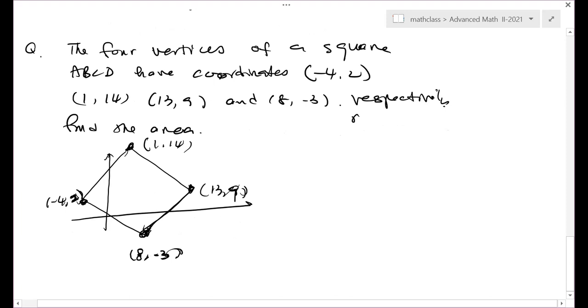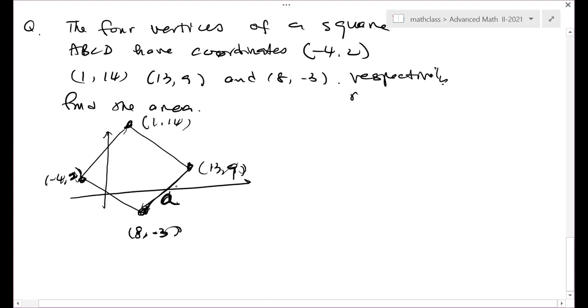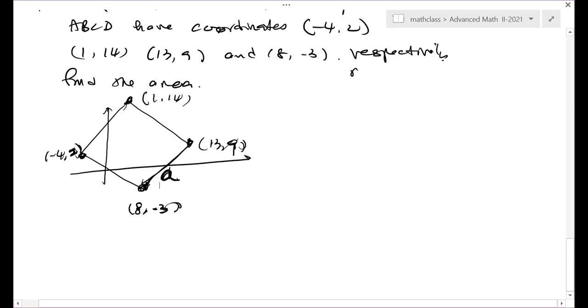Once you plot the four points, it's easy to see what the square looks like. Then you just try to find the distance on one side using any pair of points, but you have to decide which pair. Let's say this is the edge. We are told it's a square, so you don't need to worry about it. If you calculate, you can double check that all of the sides are equal.